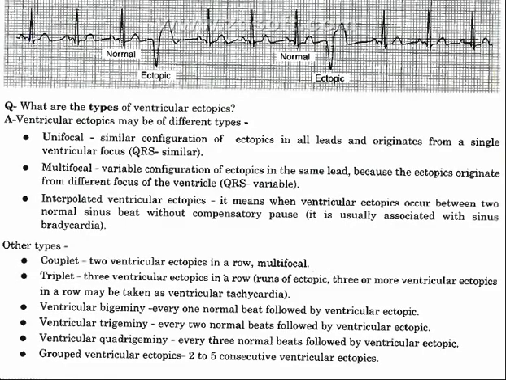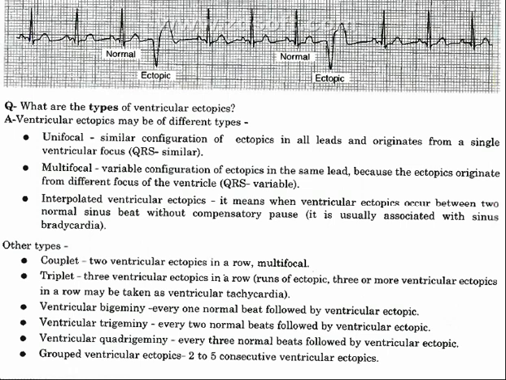Now, what are the types of ventricular ectopics? Ventricular ectopics may be of different types. Unifocal means similar configuration of ectopics in all leads, originating from a single ventricular focus, so the QRS is similar. Multifocal means variable configuration of ectopics in the same lead, because the ectopics originate from different foci of the ventricles.